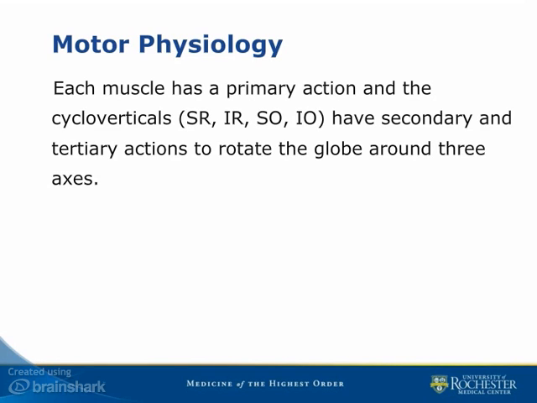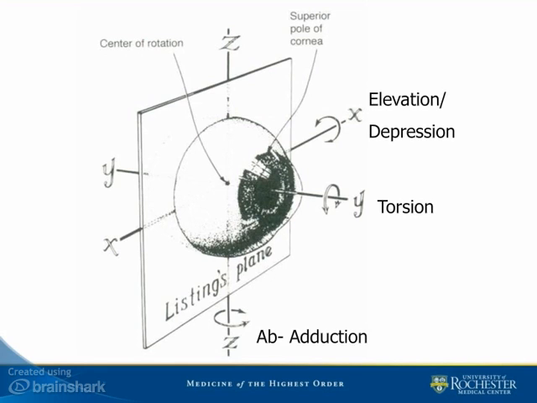Okay, we've covered anatomy. We're going to move on to physiology at this point. So each of the extraocular muscles has a primary action, and the cyclovertical muscles, which are the superior rectus, the inferior rectus, the superior oblique, and the inferior oblique, have secondary and tertiary actions to rotate the globe around 3 axes. Then rotation around the z-axis, or the superior inferior axis, is going to cause abduction or adduction of each eye.